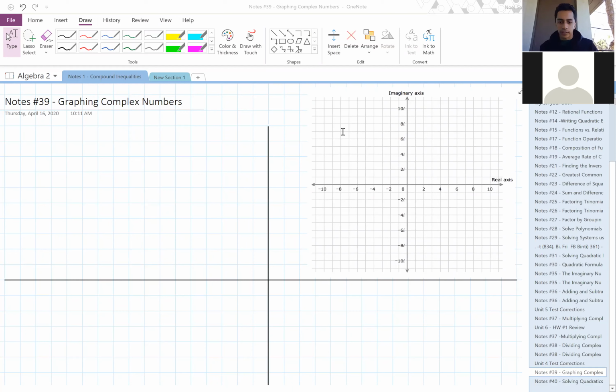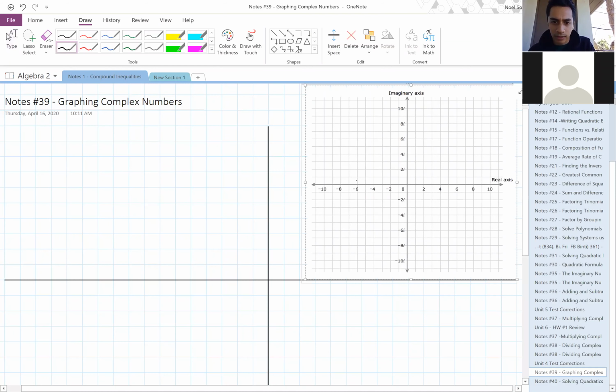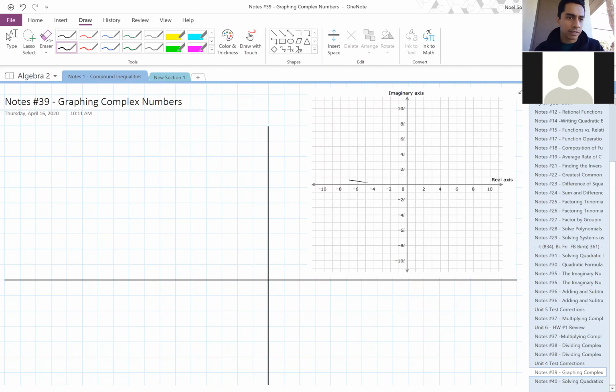All right. So the first thing here is let's talk about graphing complex numbers. Basically, what is the name of this new axis? If you take a look at the image over here, hold on, let me erase this. Notice how it's very similar to the XY axis, right?